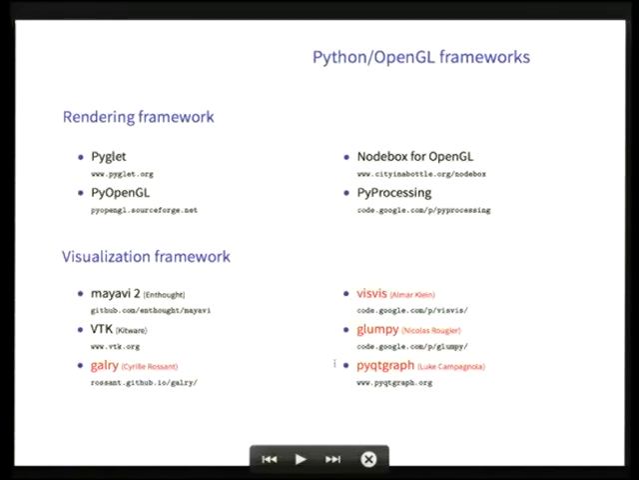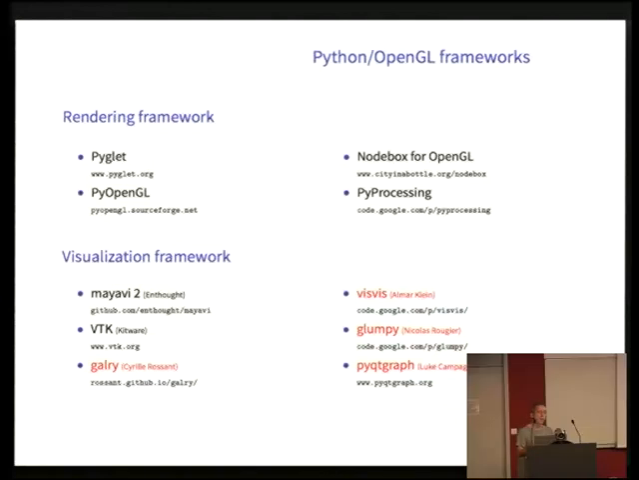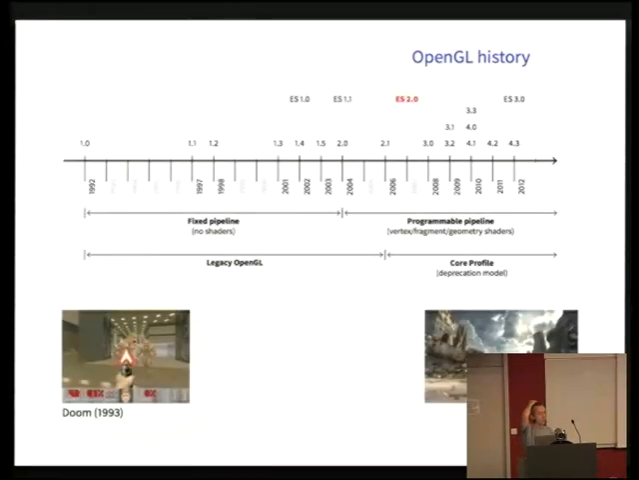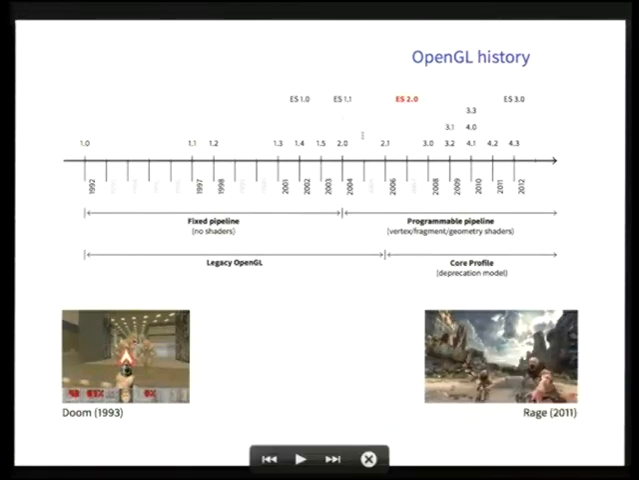Last year we decided to join forces and to propose a new unified framework for doing scientific visualization in Python using OpenGL. So the first decision was what kind of API we want to choose. This is a small history of OpenGL, starting from 1.0 up to, maybe now there is already the 4.5, I don't know, maybe 5.